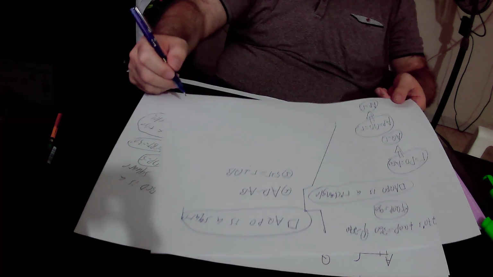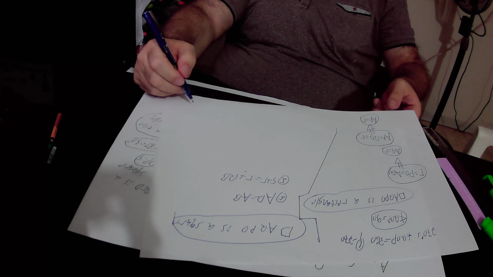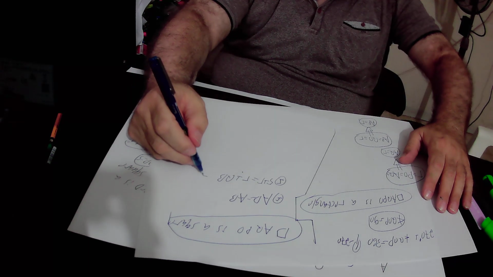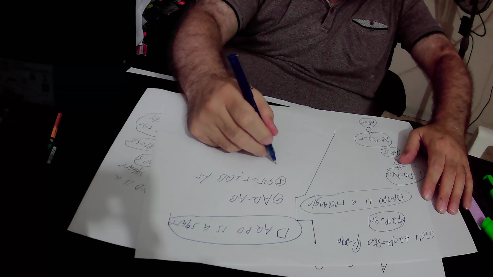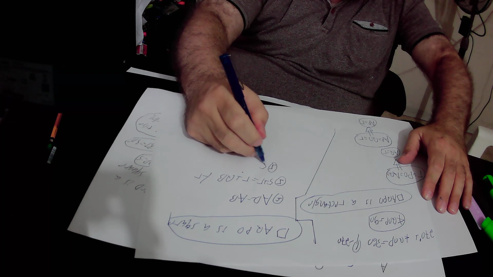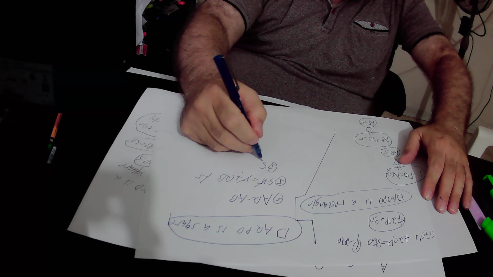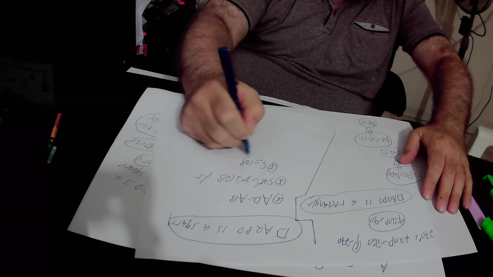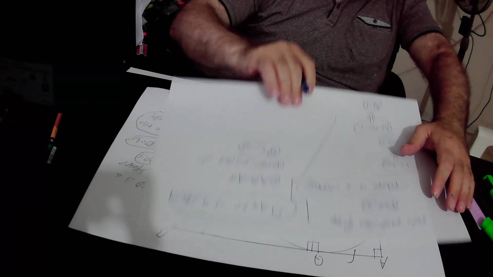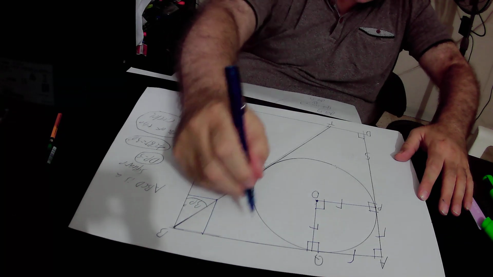Here we subtract R from this equation, and we get that 5 equals QB. QB equals 5. So we found out that QB equals 5.